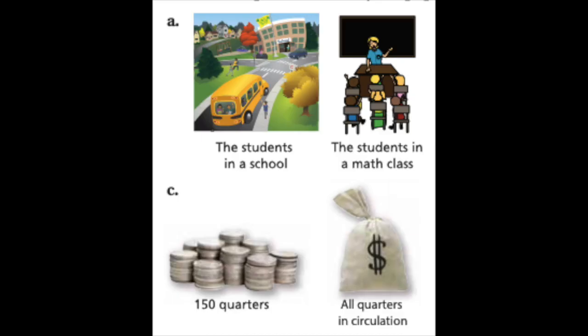So we can look here at a couple examples. For A, we have the students in a school and the students in a math class. Which one is the population? Which one is the sample? Again, all of the students in the school is the population, whereas the math students are the sample. When we look at the C part here, we notice that it's 150 quarters, or all of the quarters in circulation. All of the quarters in circulation means every quarter in the country that is out there circulating. So obviously that is the whole population, and the 150 quarters is just the sample.